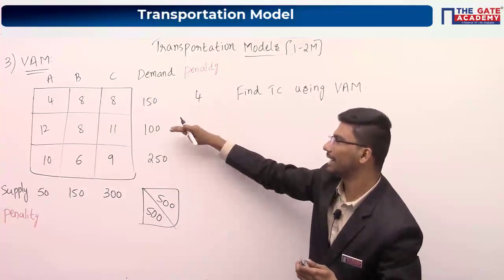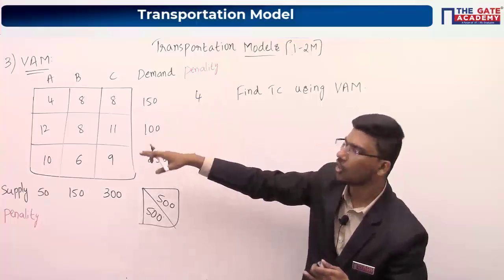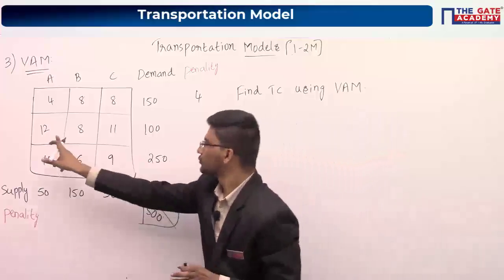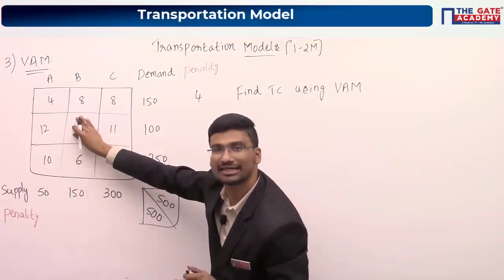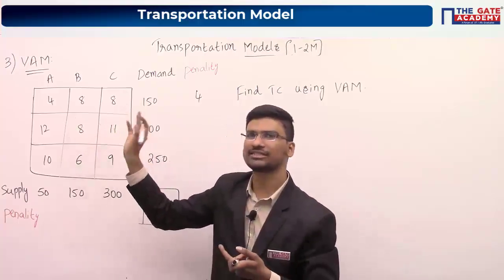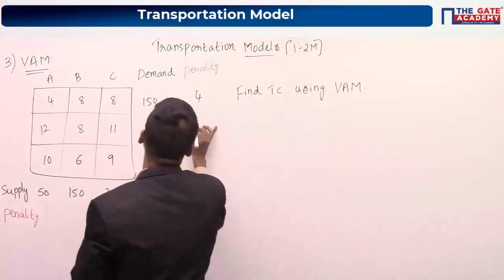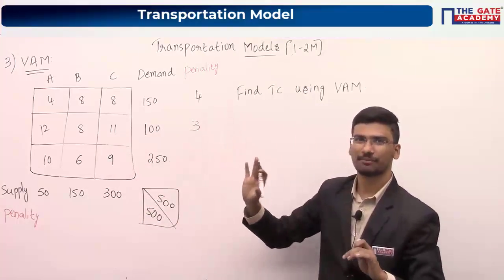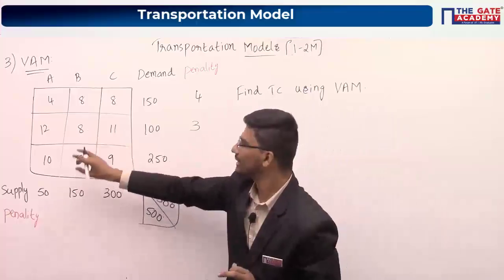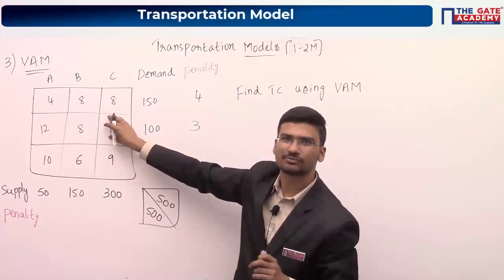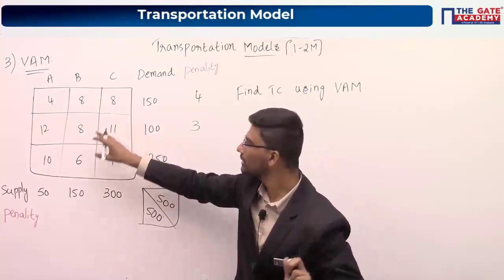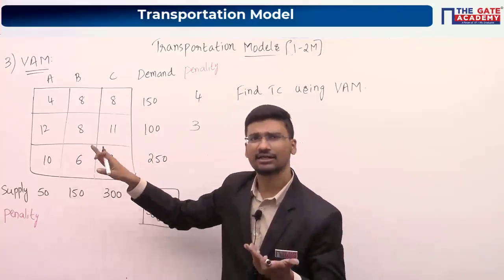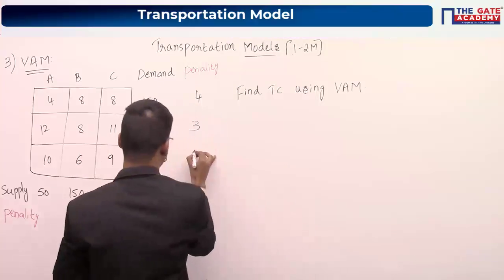Similarly, you have to calculate penalties for other rows and columns also. You will come to know why we are calculating this, so please be patient. Here the minimum cost is 8. What about the next minimum? 11. The difference between these two is 3. See, the penalty, or the difference, is always positive. So penalties are always positive, as it is the difference between the least cost and the next least cost. What about here? Minimum cost is 6, next minimum is 9. The difference between these two is 3.